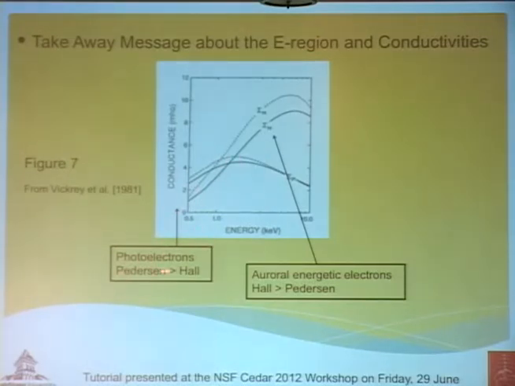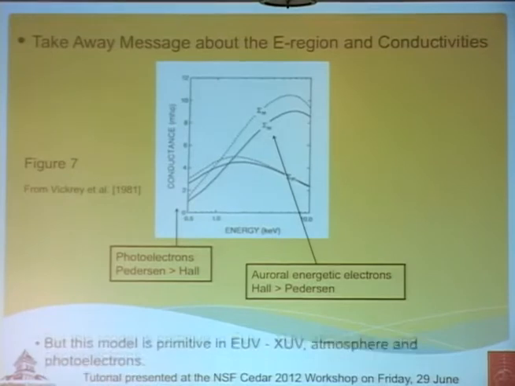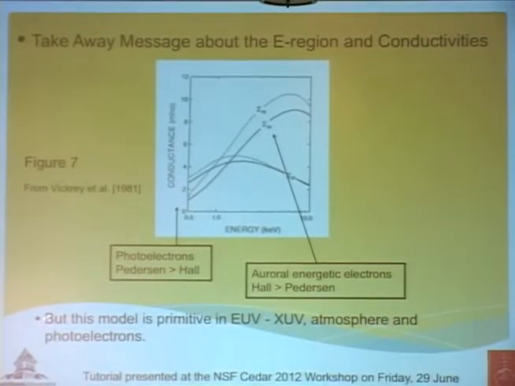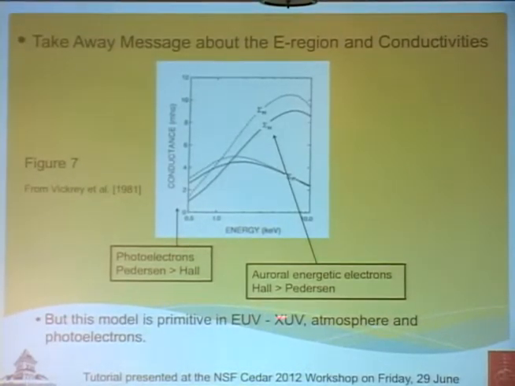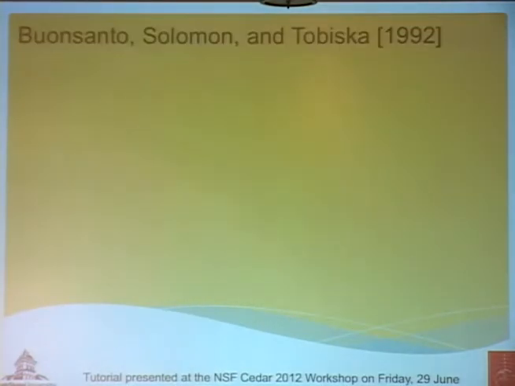And the neat thing is the reversal of the Hall to Pedersen. So as you include photoelectrons, and include them correctly, you're going to affect this. So that was the takeaway message that was coming from that paper. But the model is primitive. Again, what's their XUV source? How are you driving these models?